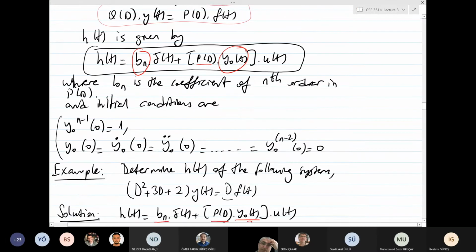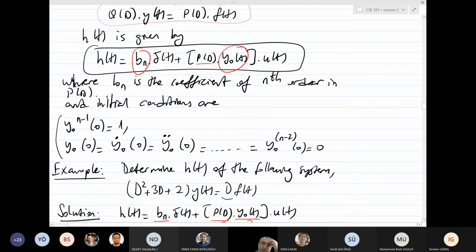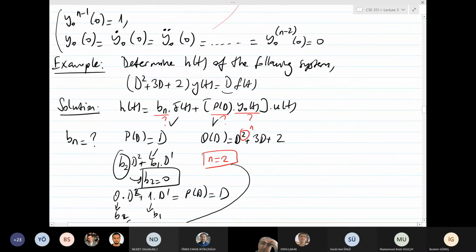And the initial conditions are all equal to 0 except y0 derivative of n minus 1, which is equal to 1. Under this condition, we obtain this h of t. So we are going to use this equation to find the impulse response of a given system. Okay, let's have an example.